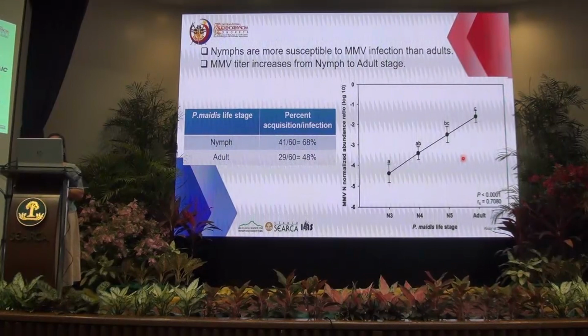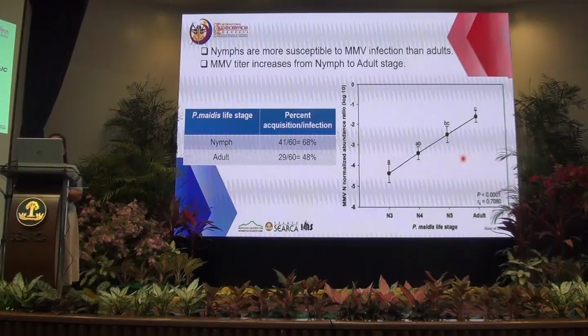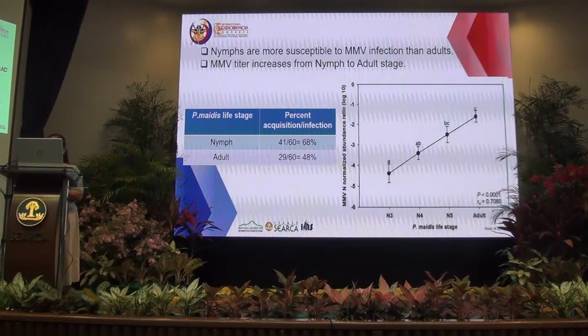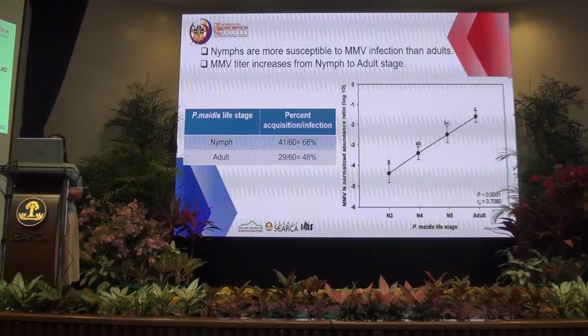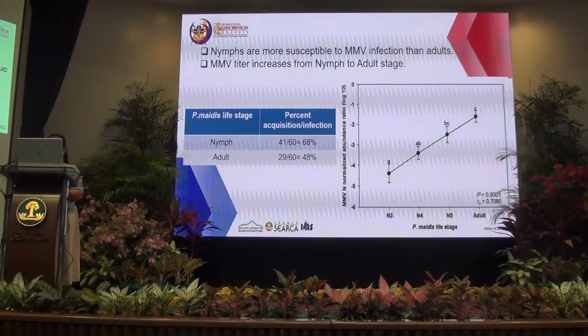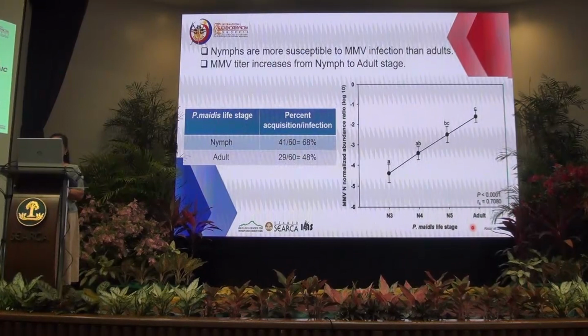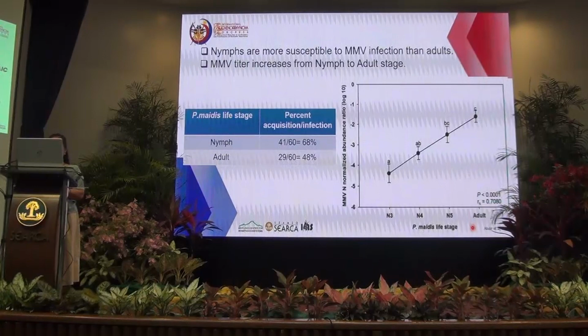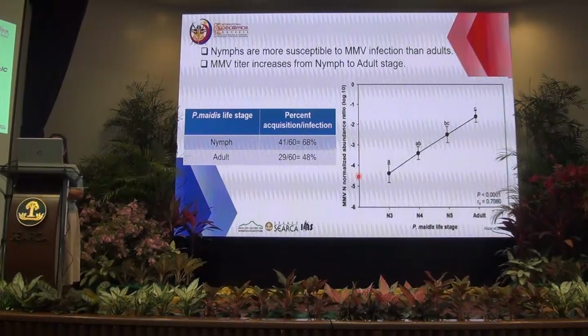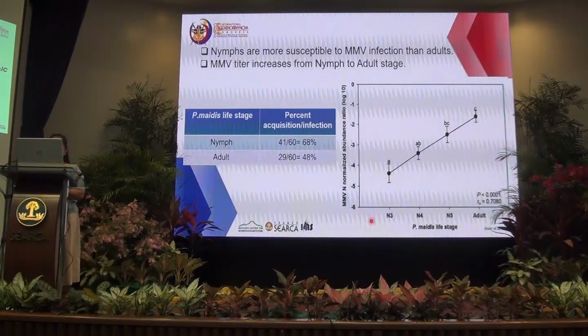Now, to better understand the vectorial capacity of P. maidis, we determined the efficiency of MMV acquisition by nymph and adult stages, and characterized MMV titer through development. Acquisition efficiency is the proportion of insects that acquired the virus. This was determined by reverse transcriptase polymerase chain reaction, or RT-PCR, and virus titer of individual insects was estimated by quantitative RT-PCR. Acquisition efficiency of MMV differed significantly between nymphs and adults. You can see here that nymphs acquire the virus better than adults, but once it is acquired, the titer increases as the insect matures.